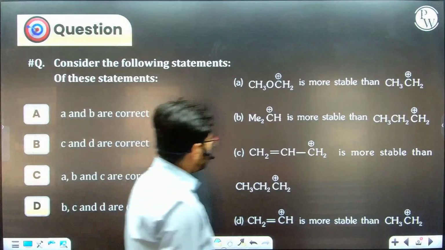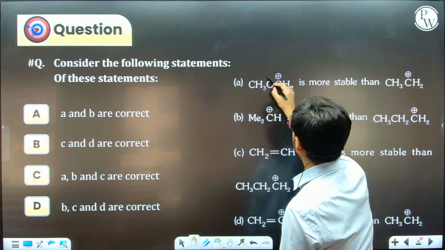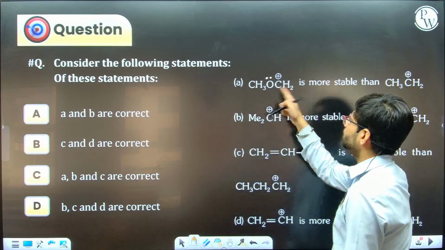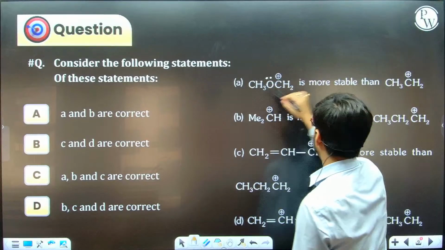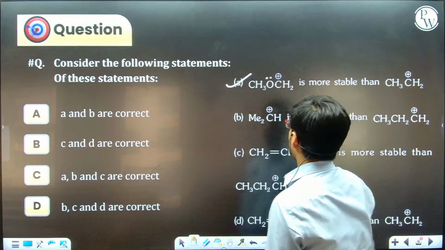Which statements are correct? First statement. Yes, the first statement is correct because we have a lone pair on oxygen which is able to stabilize the plus charge, because this OCH3 is showing a plus M effect. Here there is no plus M effect, so A is a correct statement.